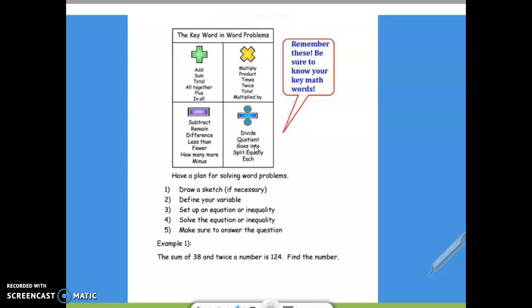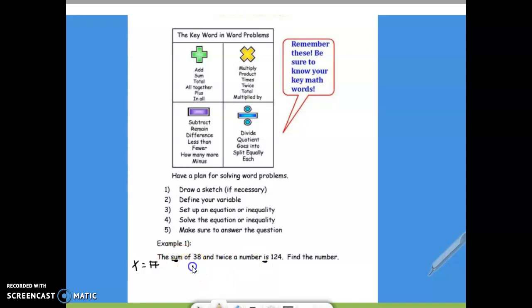The first one says we're looking for a number. So we're going to find a number. So just basically, I'm going to put x is the number that I'm going to try to find. I usually use x. That's just a habit of mine, okay? So the sum, we're going to add, of 38 and twice the number, okay, that would be equal, okay, 124. So we're dealing with an addition problem.